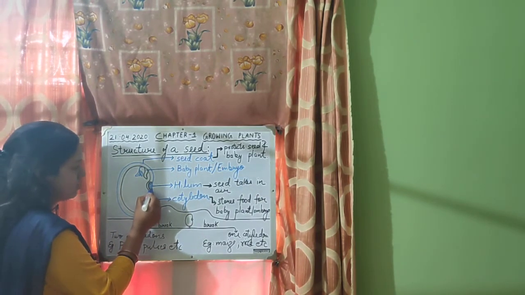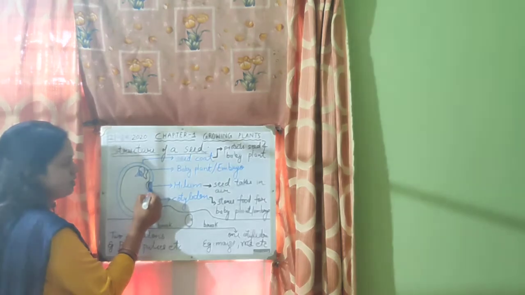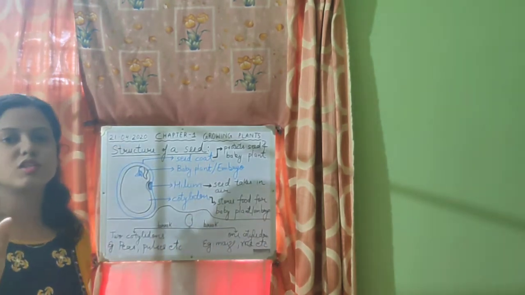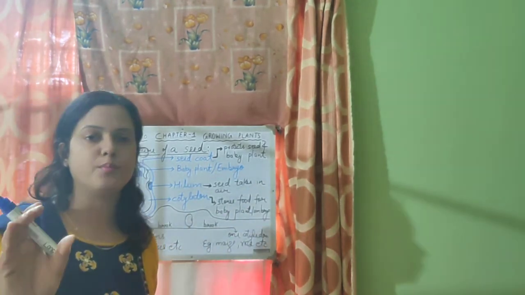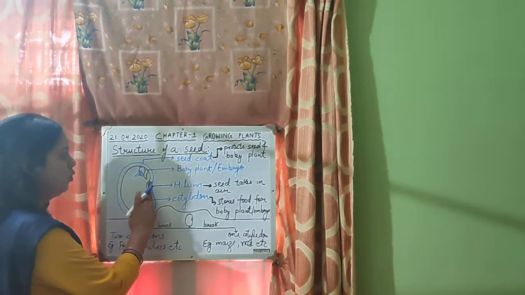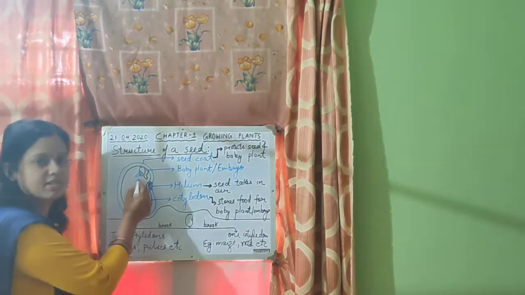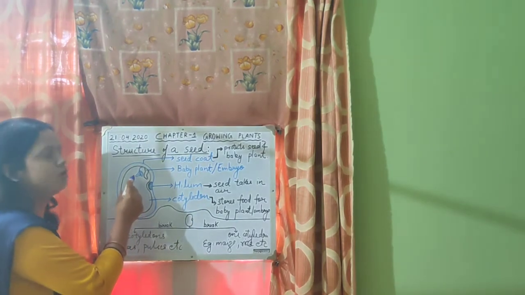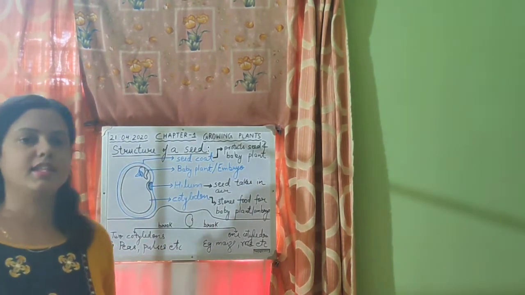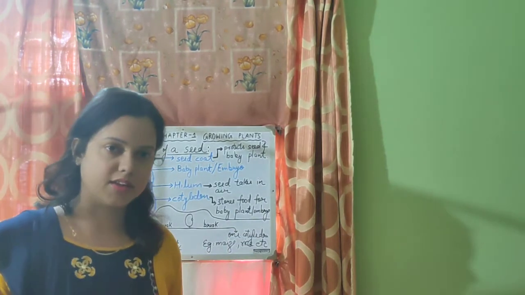Can you see this structure? I have made stripes on it. So this structure is known as hilum. Hilum is nothing but a small or tiny opening present on the surface of the seed. Through this tiny opening, the air goes inside the seed, and this is how the baby plant breathes. This is how the baby plant gets the air to breathe for its survival.